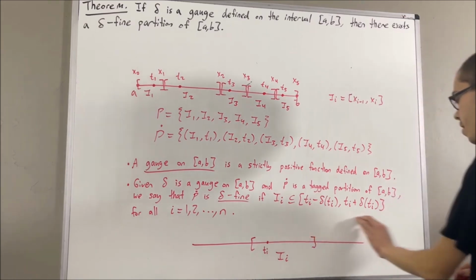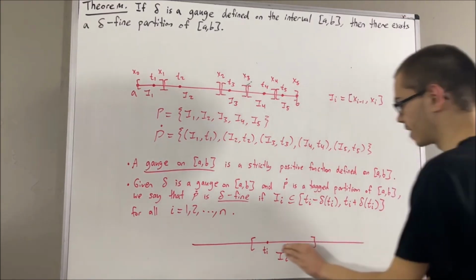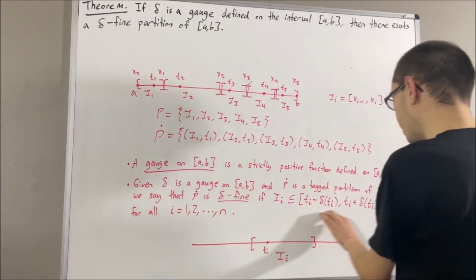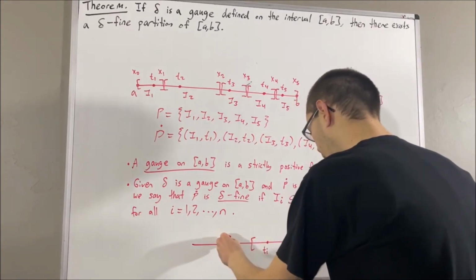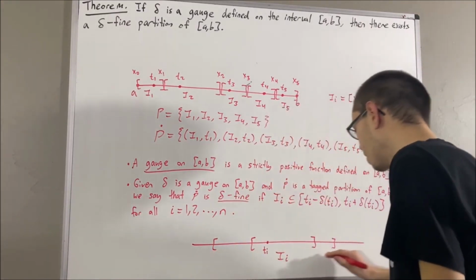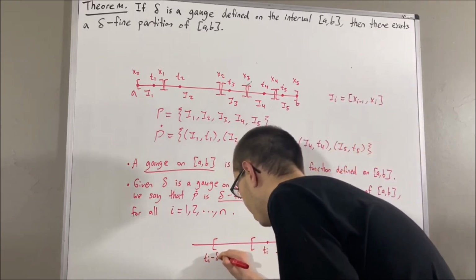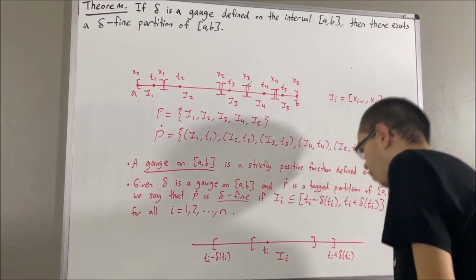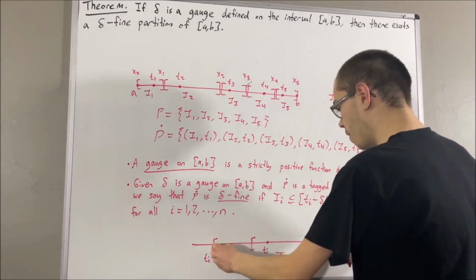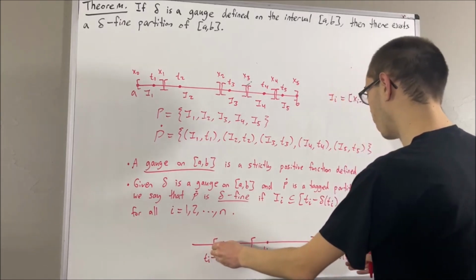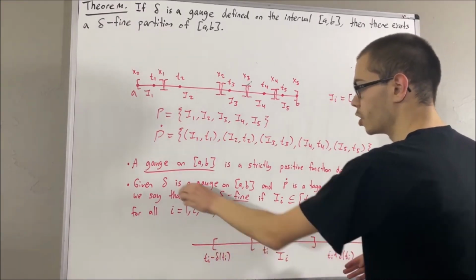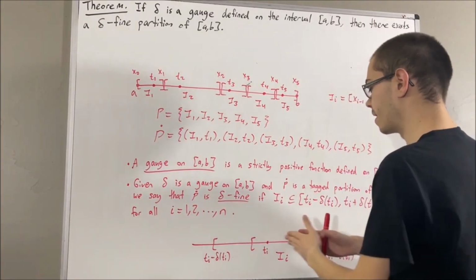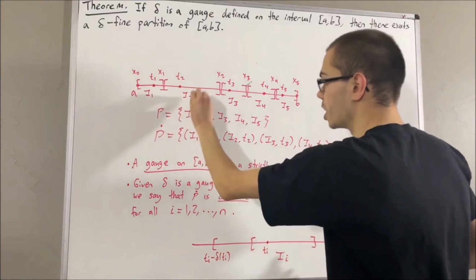Well then, this interval is an interval centered at ti, and Ii is contained in this interval. So we'll say that this interval centered at ti is like this. So the endpoints of this interval are ti minus delta of ti and ti plus delta of ti, right? The radius of this interval is really just the output value of when we send the tag ti into the gauge.